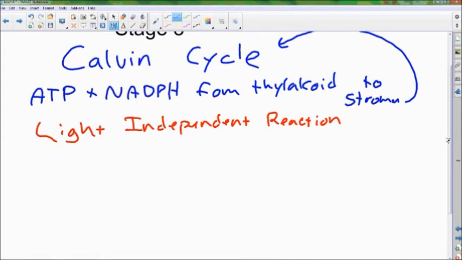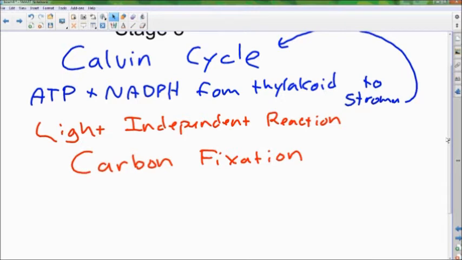Another name for the Kelvin cycle, or another way to describe it, is carbon fixation. Here we finally see where carbon dioxide is actually going to come into the plant and be used. The first two parts used water, and we saw where the oxygen was released, so those are parts we think of when we think about photosynthesis. But the Kelvin cycle is where the carbon dioxide is actually used.